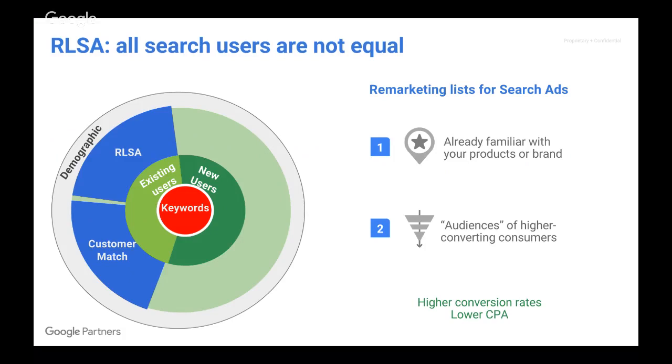Remarketing list for search ads, also called RLSA, is a tool that allows you to modify your bids on search according to whether a user has already been to the website or not. So it's part of an RLSA list. What I really like about this wheel that you see on the left of the screen is that it explains exactly how it works.